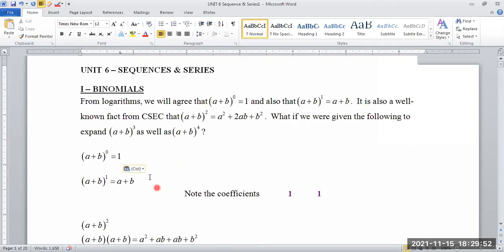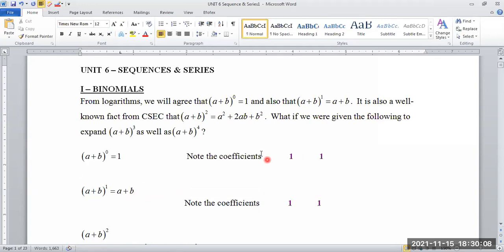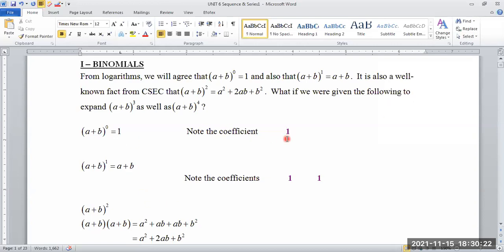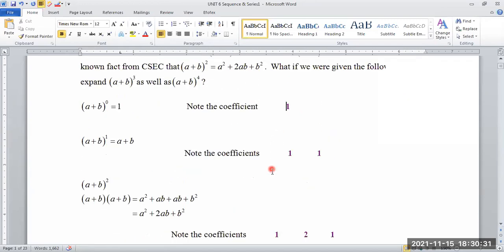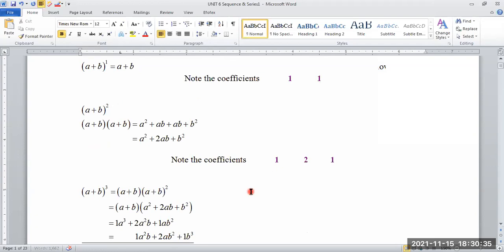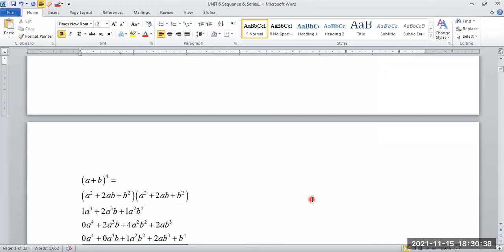Okay. What's the coefficient here? 1. Very good. So I want you to note the coefficient here is 1. Note the coefficients here, 1, 1. And I want you to note the coefficients here, 1, 3, 3, 1.